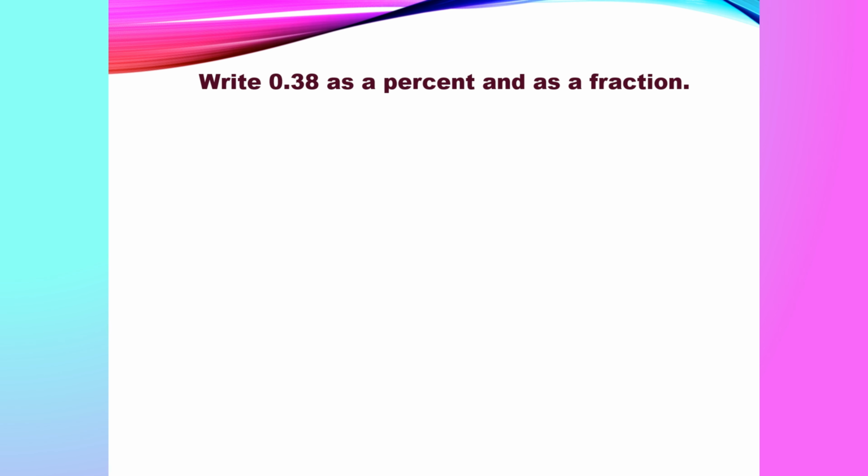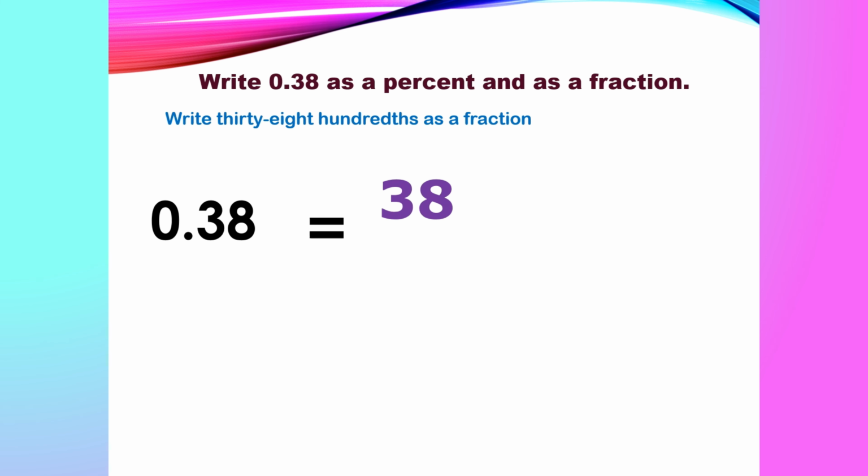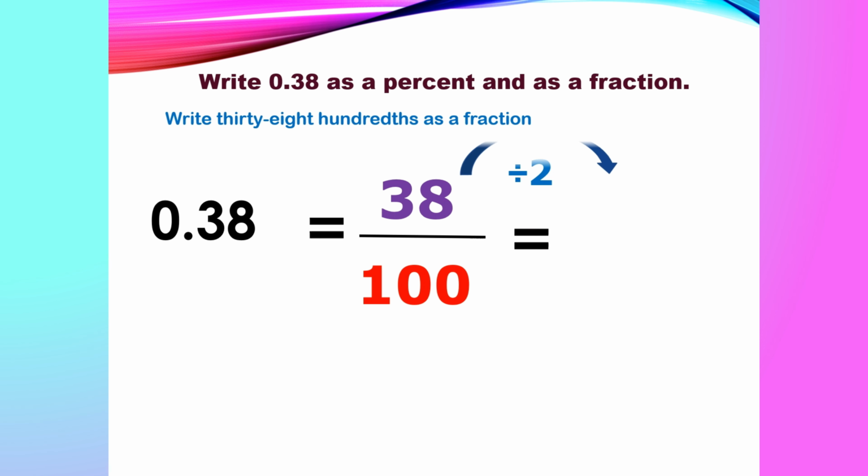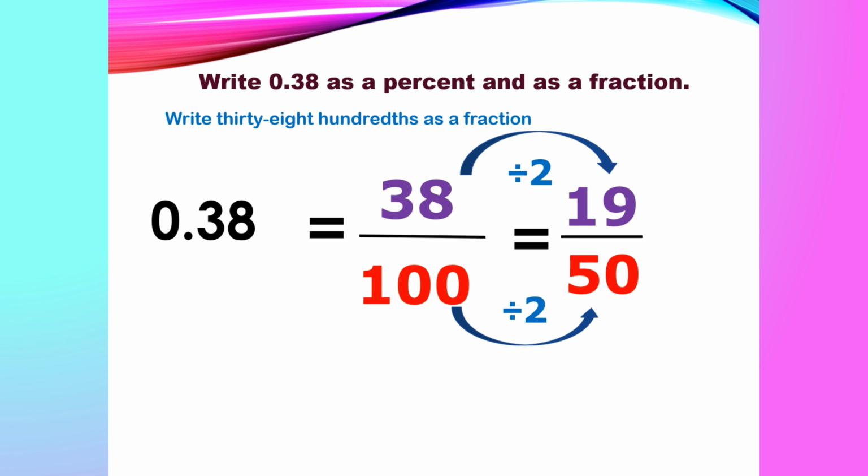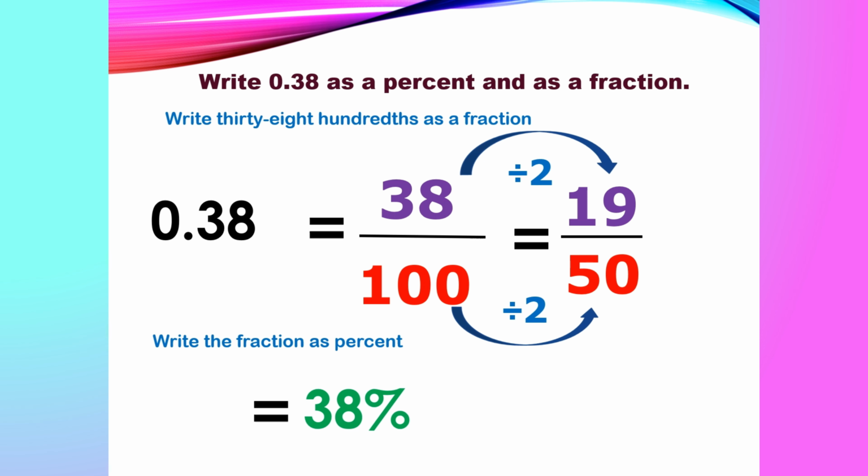Write 0.38 as a percent and as a fraction. 38 hundredths as a fraction is 38 out of 100. Let's think of the GCF of 38 and 100. The GCF is 2, so we'll simplify by dividing by 2. 38 divided by 2 is 19, and 100 divided by 2 is 50. So in simplest form, 0.38 as a fraction is 19 out of 50, and as a percent, it's 38%.